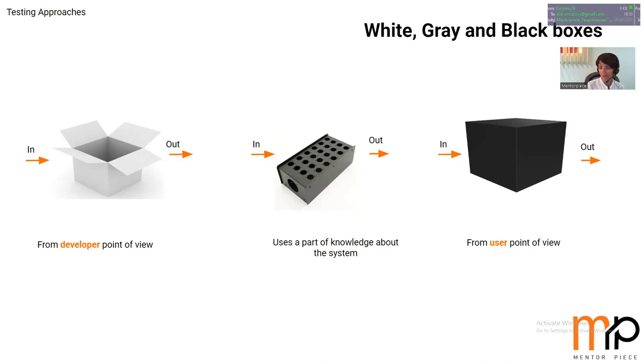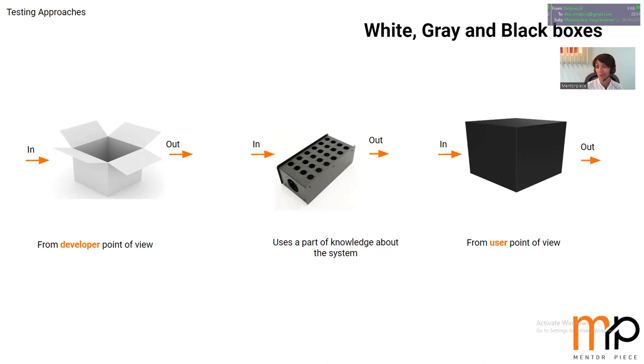You can open the door, you can see all the room, and this will be the white box. You can close the door and see the door only, and only know that you have some room. You don't know what this room will be, but you can see from the keyhole a part of the room. The same applies to the testing approach to the software.